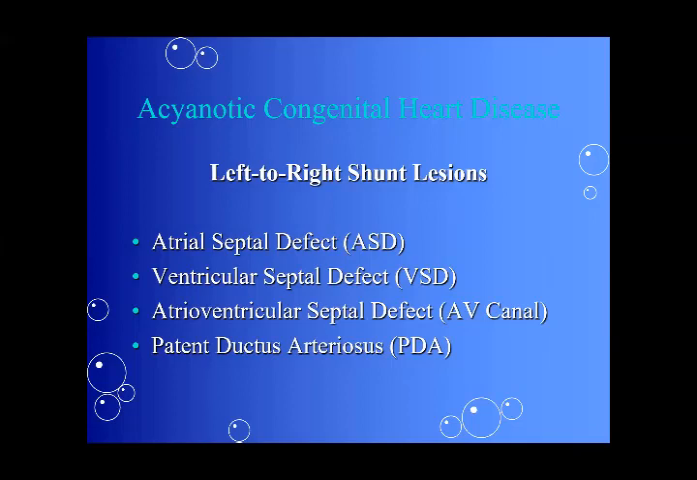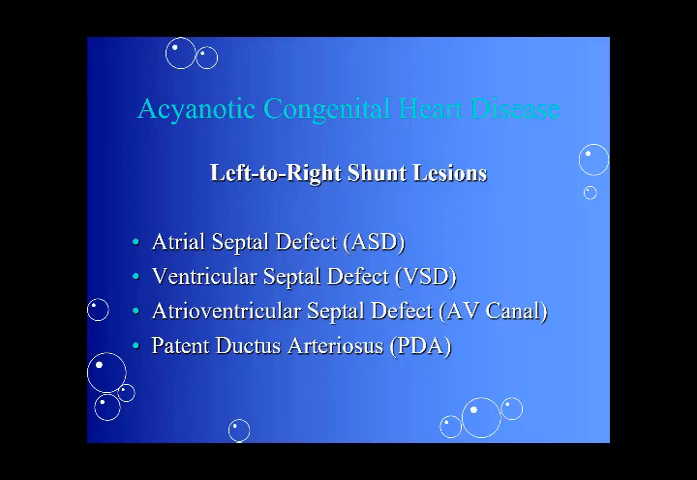So acyanotic congenital heart disease results from the left to right shunt lesion. The left to right shunt means the blood from the left side of the heart is shunted through some defect to the right side of the heart. As you all know, the left side of the heart has oxygenated blood with a high concentration of oxygen, and the right side of the heart contains deoxygenated blood. So in these lesions, the blood is shunted from the left side of the heart towards the right side of the heart.